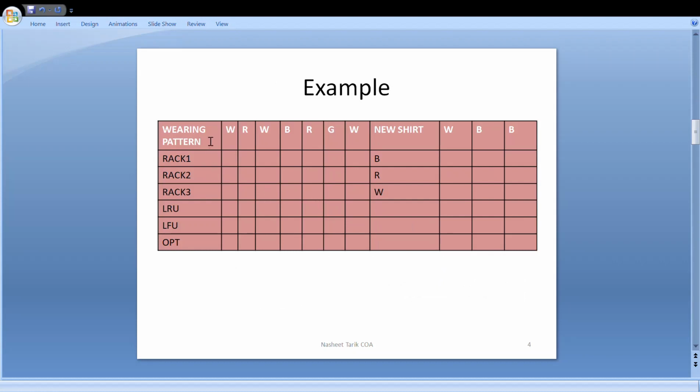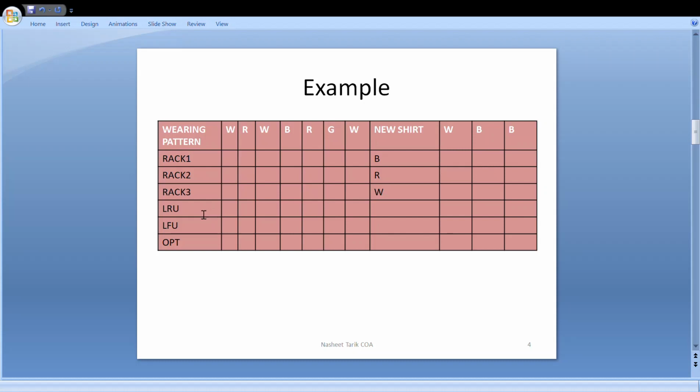Suppose you are wearing your shirts and your wearing pattern is this, that you wore white, red, white, black, red, gray, white, and your mom bought a new shirt. Now you are having a wardrobe that is having only 3 racks, and one rack can hold only one shirt. So your mom will have to rearrange your wardrobe so that she could make space for the new shirt that she has bought. So she will be removing any one of these 3 shirts.